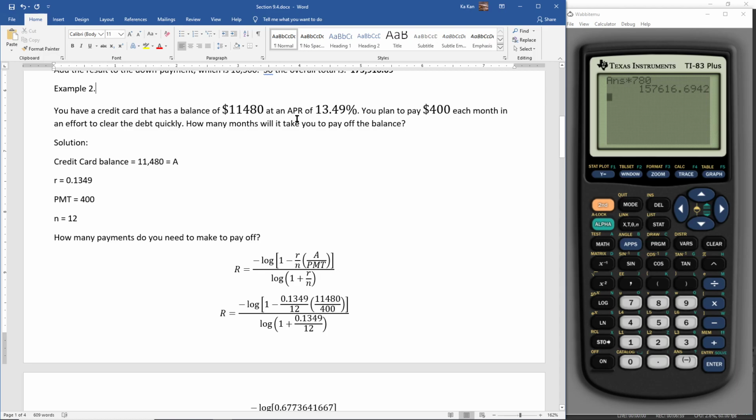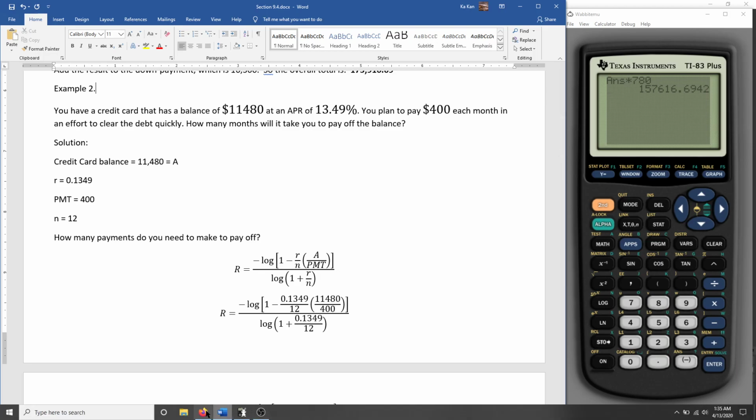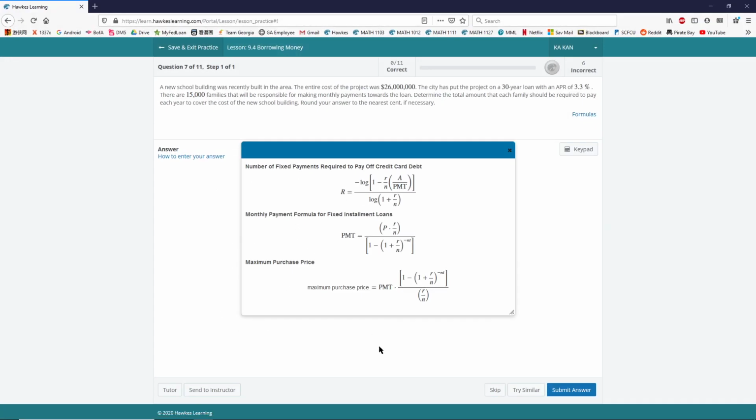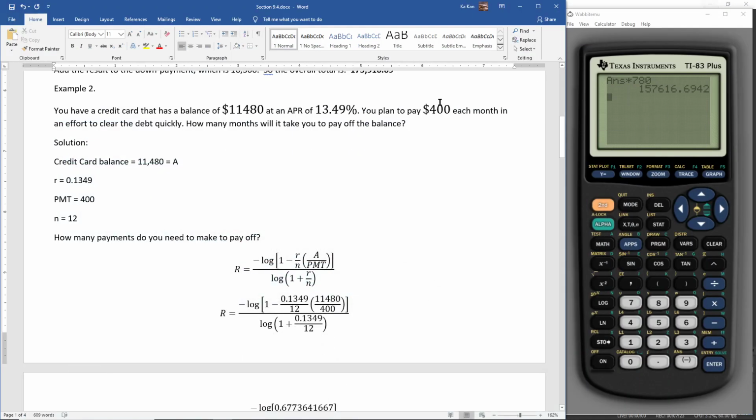Now, for example 2, you have a credit card that has a balance of $11,480 at an APR of 13.49% interest rate. You plan to pay $400 per month to pay off your credit card. So now this one is easy as far as the formula goes, right? Because of the formulas you got out of these 3, there's one that says number of payments required to pay off credit card debt. You want to know how long it takes, or how many months it takes. That's the formula right here.